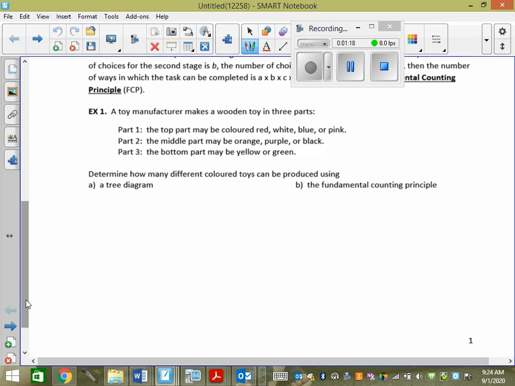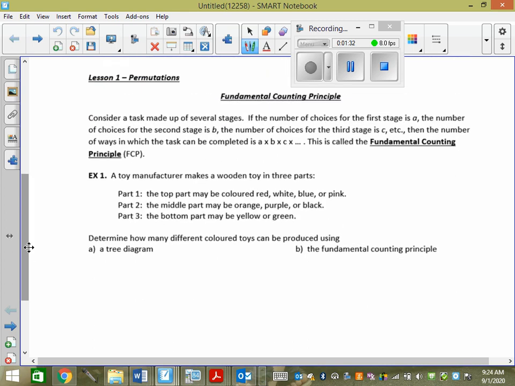Example 1. A toy manufacturer makes a wooden toy in 3 parts. The key thing is that we need all 3 parts to make the full toy. So we're going to need a top, a middle, and a bottom. Up here it says, consider a task made up of several stages, where the number of choices for the first stage is A and for the second stage is B. So here we have 3 stages: part 1, part 2, part 3.